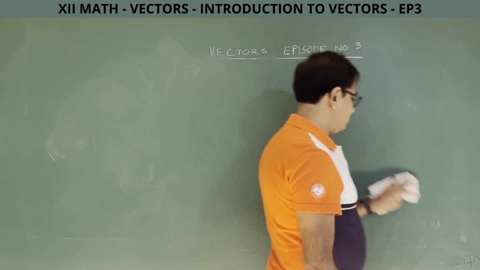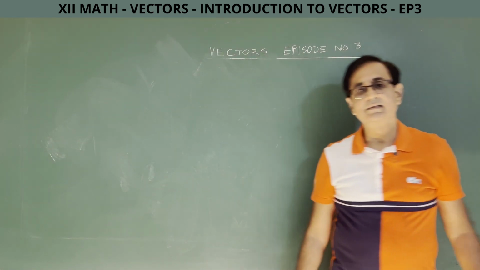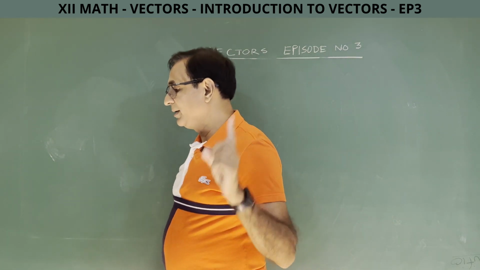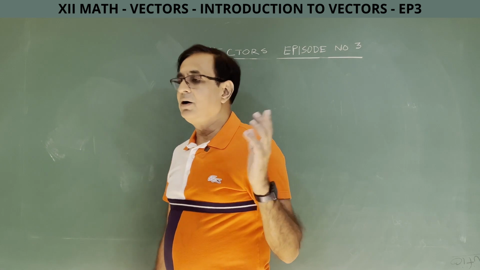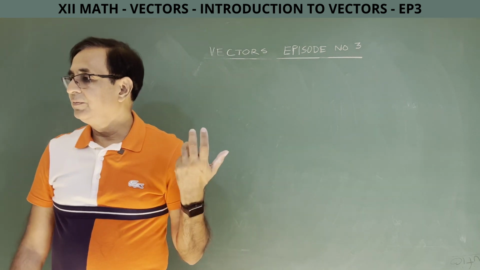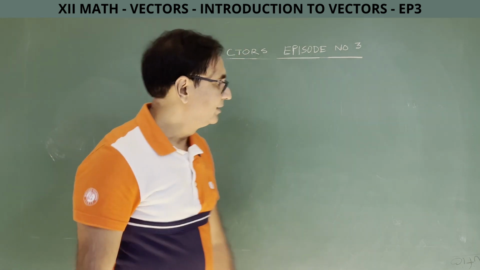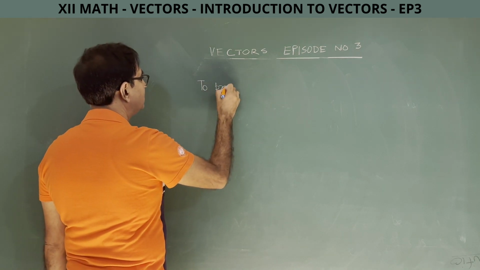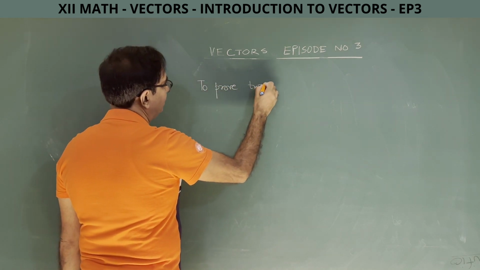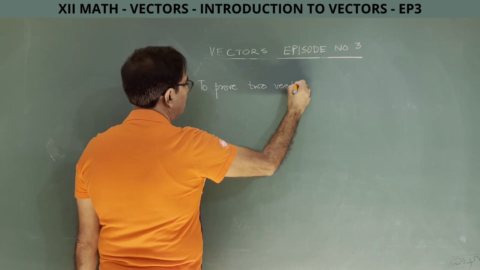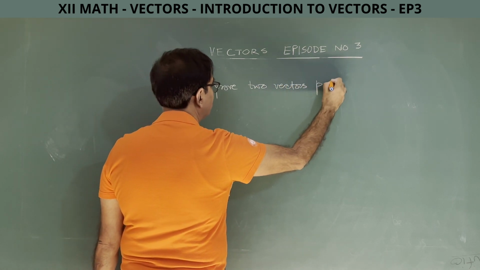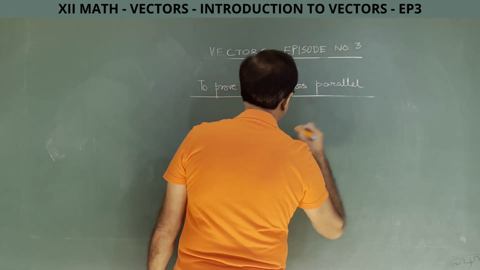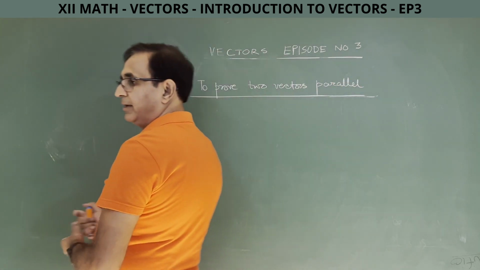Alright. So what did we do in this class? The major topic of today's class was multiplying a vector by a scalar, or I can say multiplying a vector by a number. Now the next topic is to prove two vectors parallel. Alright, fine.